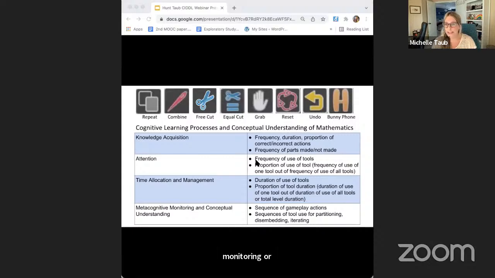So we know all this based on collecting information about how many times they're using a tool, how long they are using a tool, and the proportion, so that is all in relation to how they're using other tools and how they're spending time in the game. So are they spending a particular amount of time using the equal cut tool, let's say, compared to all the other tools? In general, this is just a way to show teachers how we can use the analytics to examine how students are learning in the game. So we get tons of data, which again is why I'm excited.